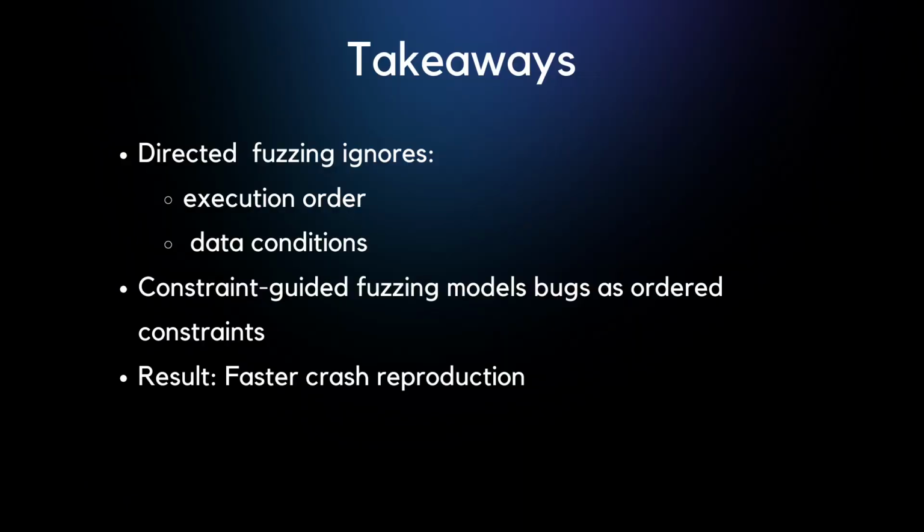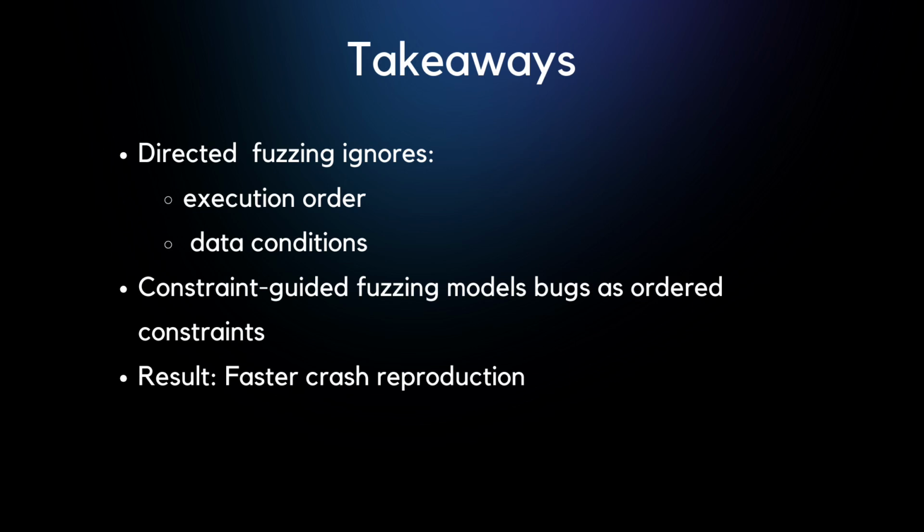Now that we've learned about constraint-guided directed graybox fuzzing, we've seen the experiment, and we've seen the results of that experiment. Let's summarize all that we've learned today. So first, coverage-guided fuzzing and directed fuzzing both improve traditional fuzzing by focusing on specific target locations. However, they ignore two important factors, which are the execution order and the data conditions.